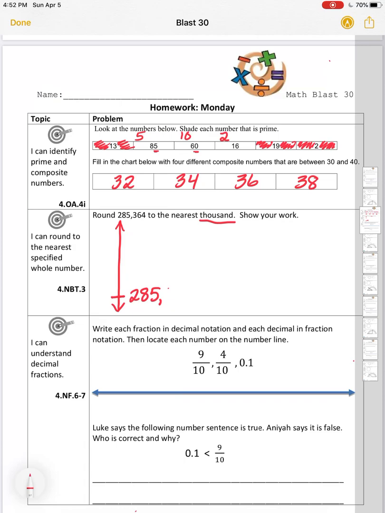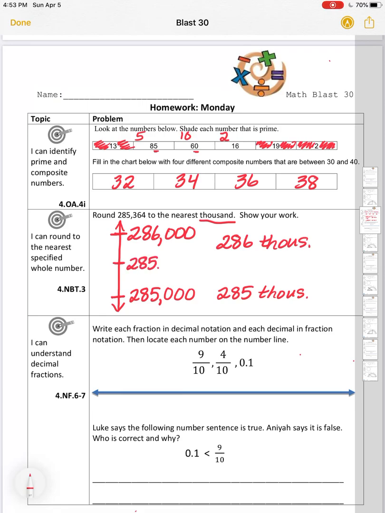285 thousands. I can write that in standard form as 285,000. And I might note that here in unit form because I ask myself then, if I had one more 1,000, what would be at the top of my vertical number line? And that would be 286 thousands. In standard form, I can write that as 286,000.